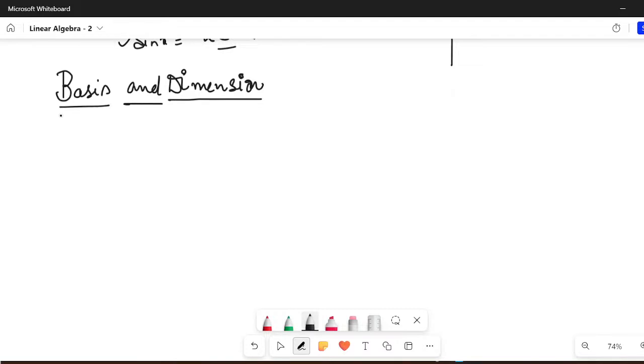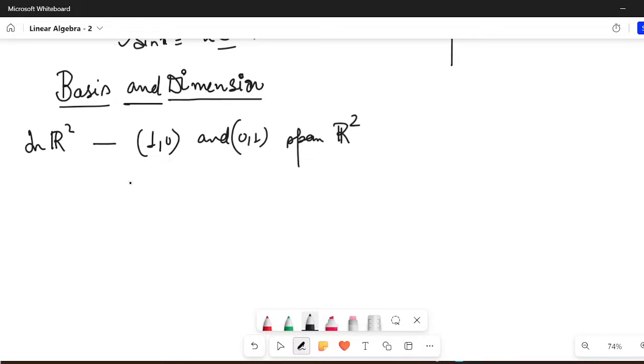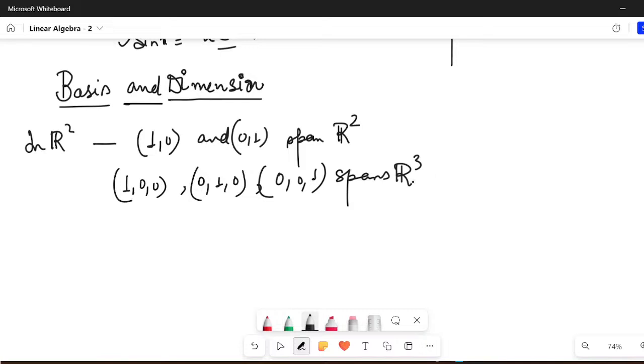Okay, so in R square, if you remember, I told you that both of these vectors, that is 1 comma 0 and 0 comma 1, span your entire R square, right? In R cube, I told you 1 comma 0 comma 0, 0 comma 1 comma 0, and 0 comma 0 comma 1 span the entire R cube, right? So we can say that all these things are named by a special name.